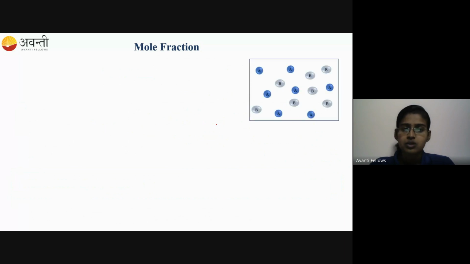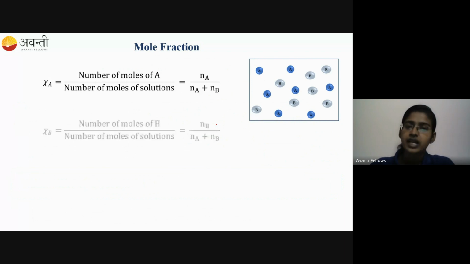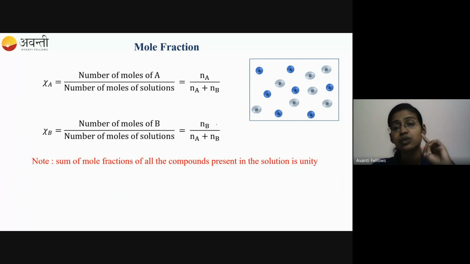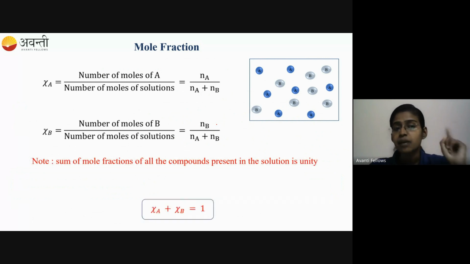Some more explanation. Suppose in this system, I have A as well as B. To find the mole fraction of only A, I do Na by Na plus Nb. To find the mole fraction of B, Nb by Na plus Nb. So the sum of the mole fractions of all components present in the solution is unity. That is, Xa plus Xb is equal to 1.